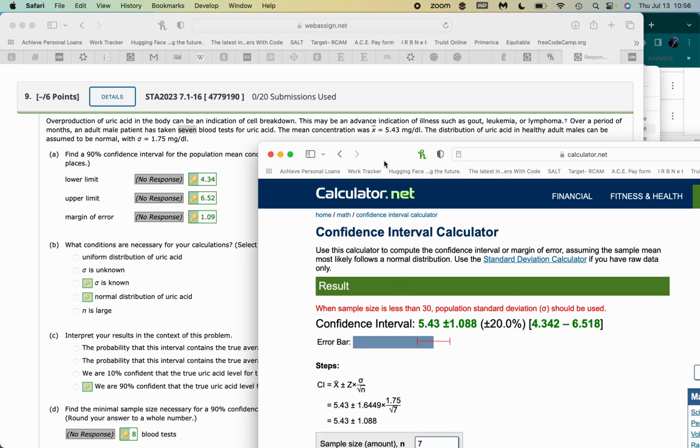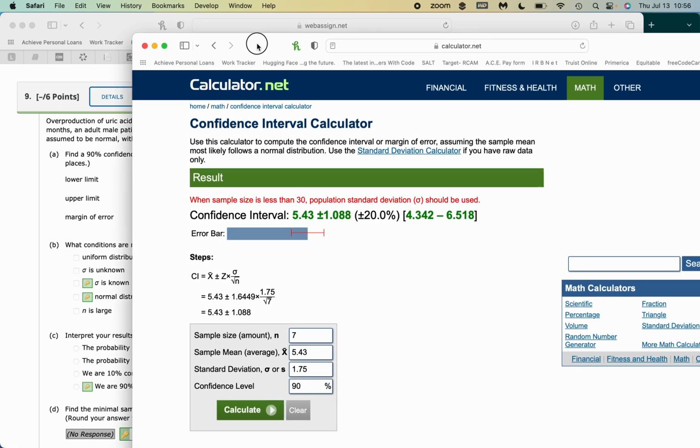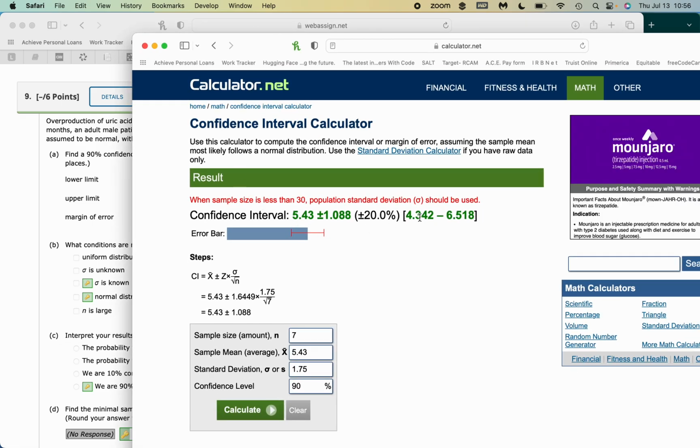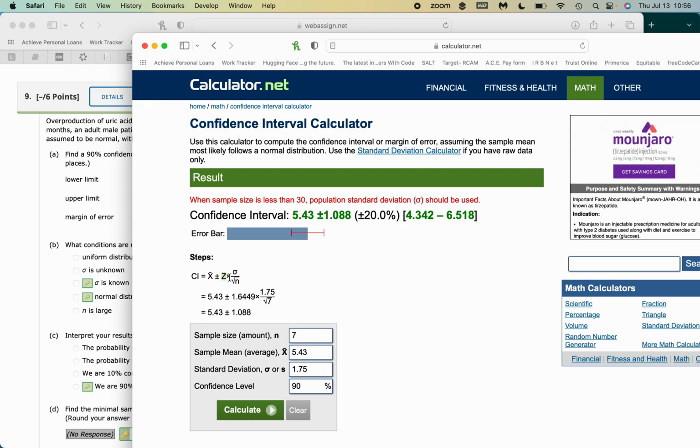Again, part of the reason why I like using calculator.net is that it not only gives you the answer, the upper and the lower limit, but it also gives you the formula on how it is calculated. And so again, this is the critical value, Z of a 90% interval, times the standard deviation over the square root of n. If you look this number up, you get 1.645.